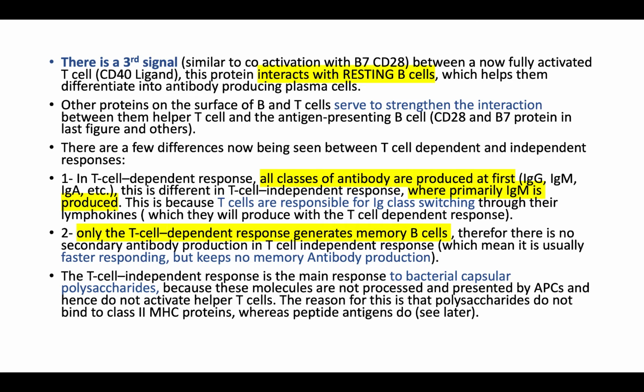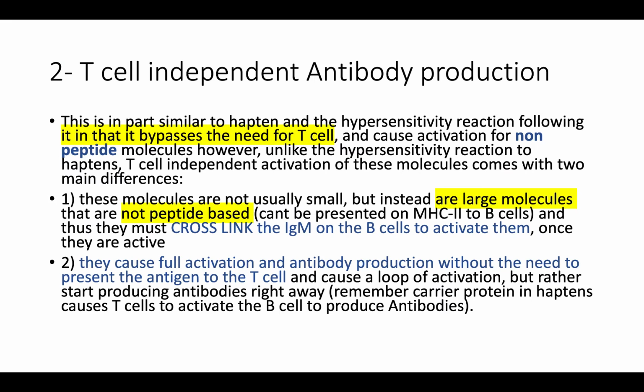So the T cell independent response is the main response for bacterial capsular polysaccharides, DNA, RNA, as we mentioned. And these molecules are not processed and presented by APCs, and obviously they do not activate T cells. So this is in part similar to the hapten hypersensitivity we discussed. It bypasses the need for the T cells. It can activate non-peptides. It produces no memory. These molecules are not usually small, but are large molecules, non-peptide based. They can cross-link the IgM on the B cell surface, and they cause full activation and antibody production without the need of presentation to the CD4 cells.